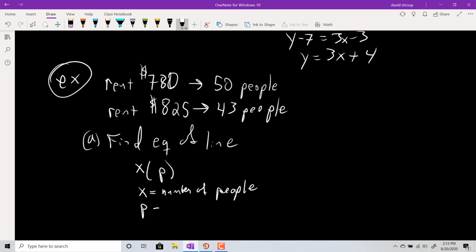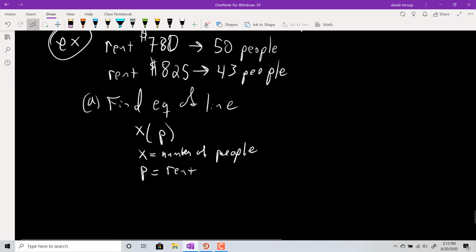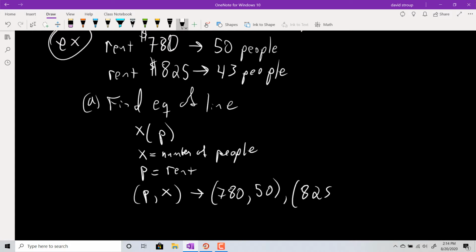And P is, so that's why I wanted to go through this problem. It's a little confusing. P, they wanted that to be the rent. Maybe they mean it's price, or I'm calling P would make more sense for people, but oh well, just go with what they say. In that regard, that means that P is the independent variable, and then X will be the dependent variable, right? So the ordered pairs will be PX, and in this setting, our ordered pairs will be $780 for rent gives you 50 people, and then the other ordered pair is $825 gives you 43 people, okay?